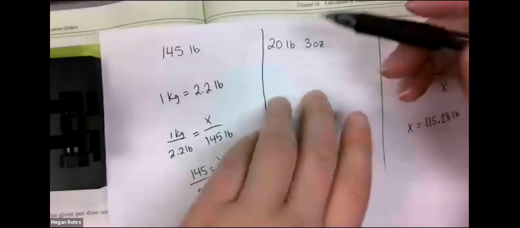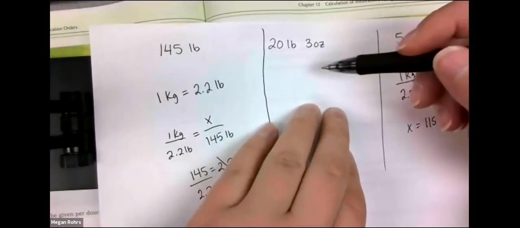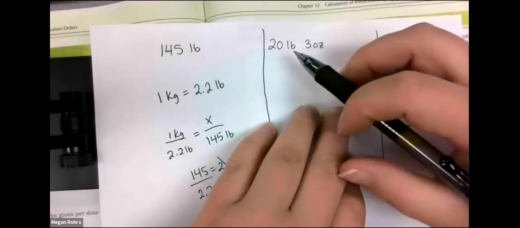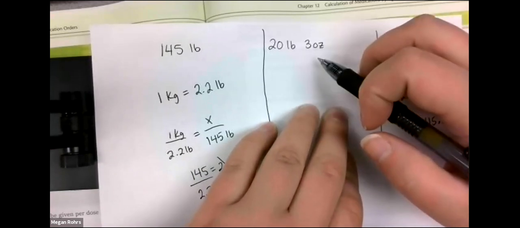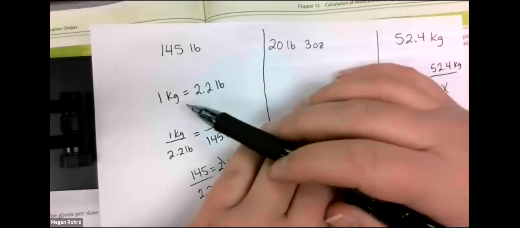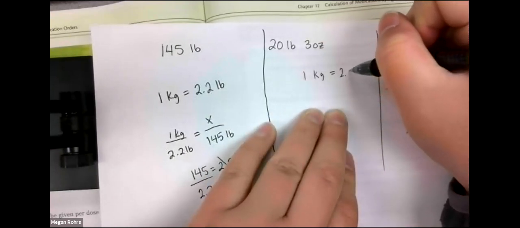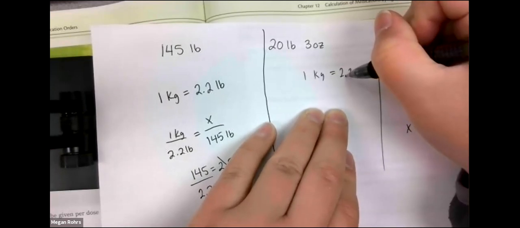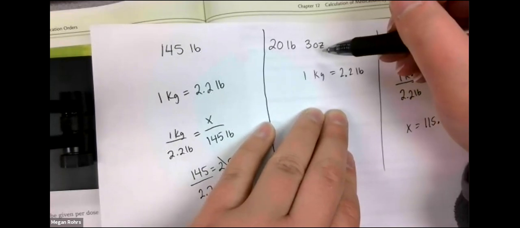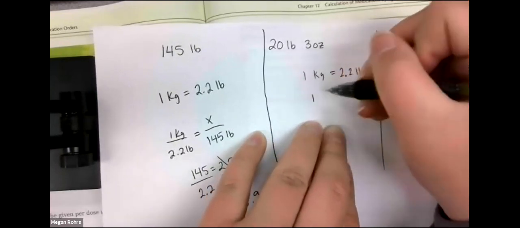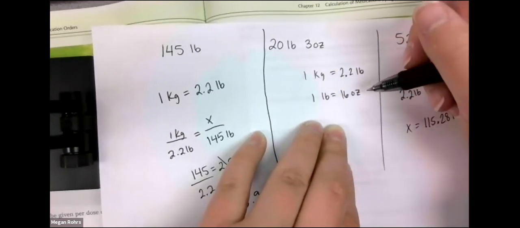Okay, so now this time I have a child who weighs 20 pounds and 3 ounces, and I want to convert this into kilograms. The first thing I need to do is make sure that this entire weight is in the same unit. And we know that 1 kilogram is 2.2 pounds. So if I want to be in pounds, I need to convert these ounces into pounds first. We also know that 1 pound is 16 ounces.